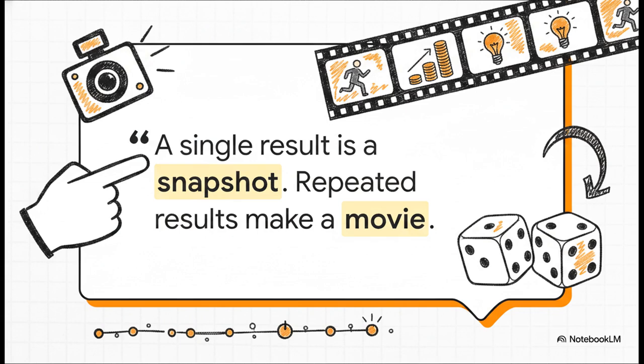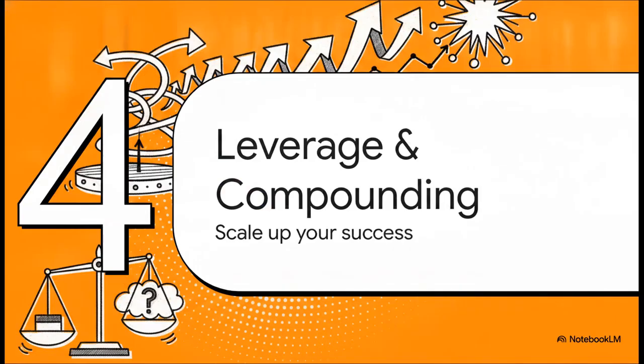I love that phrasing. You have to protect your thinking by refusing to overreact to one outlier. This keeps you safe from the gambler's fallacy, that trap of thinking past random results dictate the next independent event. Don't let one win make you careless, and definitely don't let one loss make you quit. Look at the whole movie. All right, Section 4, Leverage and Compounding Success.